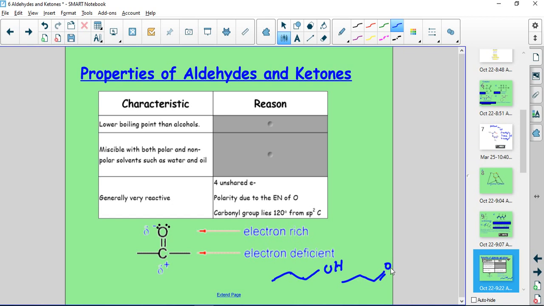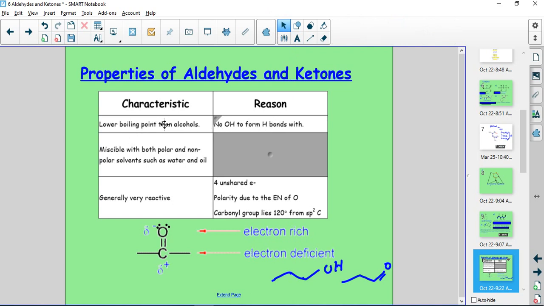Notice without that hydrogen, you don't have hydrogen bonds. Yes, you do have a very polar end. You do have dipole-dipole interactions happening there, but you don't have that hydrogen bond. So lower boiling points than alcohols, because you don't have that OH, it can't form hydrogen bonds. Okay, they are generally miscible with both polar and nonpolar solvents, such as water and oil, because you do have that polar end here, and a portion of the molecule is often going to be nonpolar as well. So it's generally miscible in both.